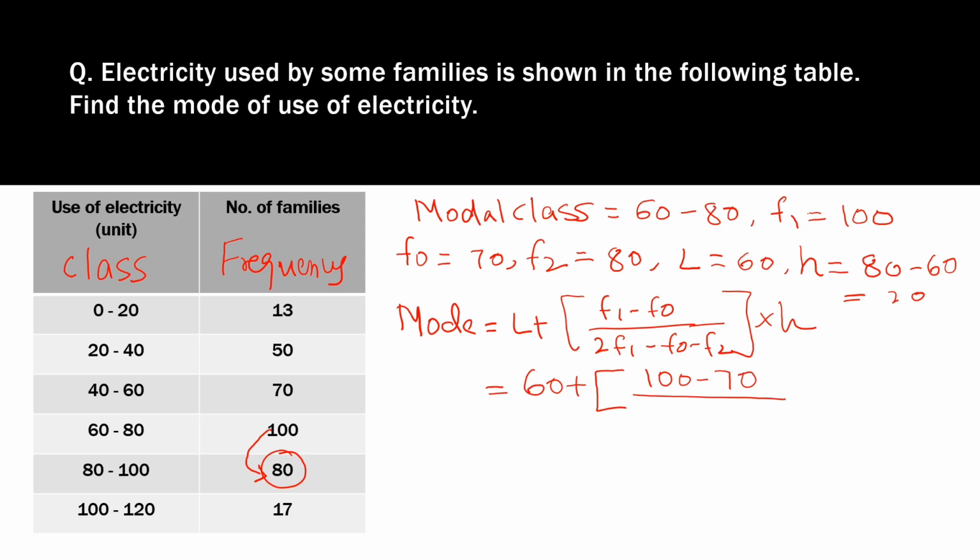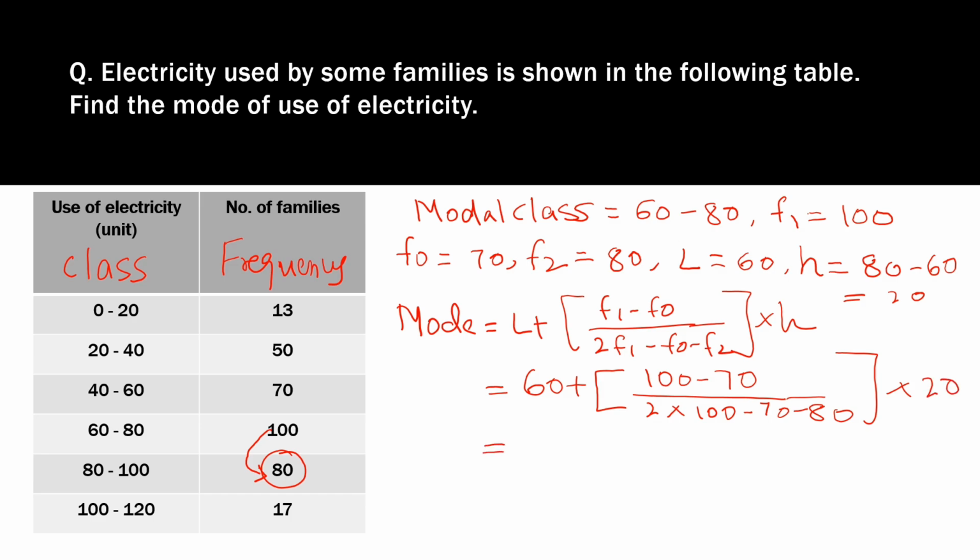Can you see here, the denominator is 2F1, 2 into F1. F1 is 100, so 2 into 100, minus F0, that is 70, minus F2, that is 80. Close the bracket. Multiply by h, and what is h over here? h is 20.